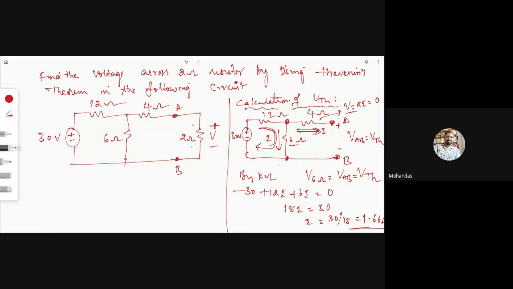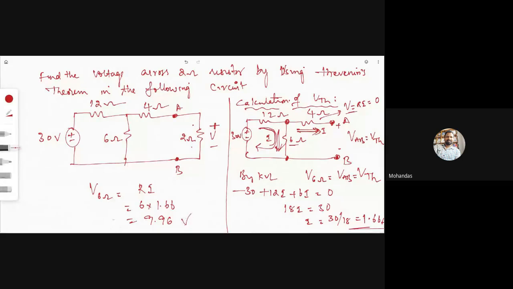1.66 amperes. So as you have got a current I, the voltage across the 6 ohm resistor equals R into I. R is 6 ohm, current I is 1.66. Then what is the voltage? Please multiply and tell me. 6 into 1.66 is 9.96, which is approximately equal to 10 volts.